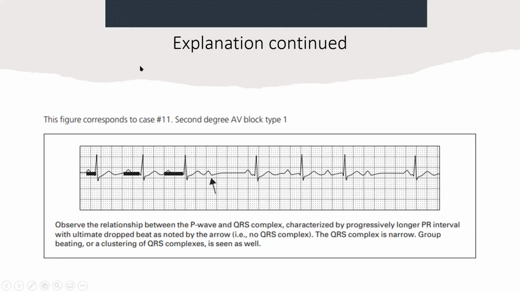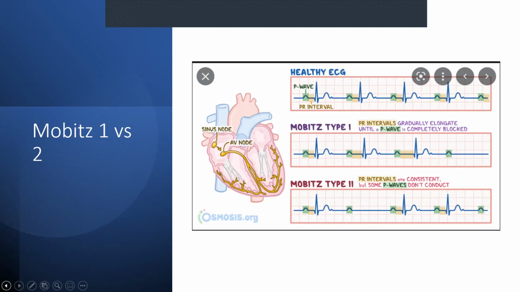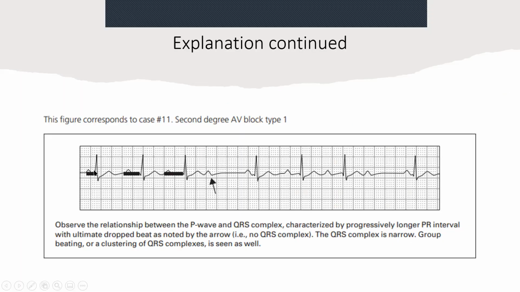So this is where the explanation continues. As you observe the relationship between P wave and QRS complex, it's characterized by progressively longer PR intervals with an ultimate dropped beat, as noted by the arrow, no QRS complex. The QRS complex is narrow, and group beating or clustering of QRS complexes is seen as well. So once you see it, it's quite easy to make it out. Once you have this elongated PR and a drop, that's a second degree or Mobitz type 1.